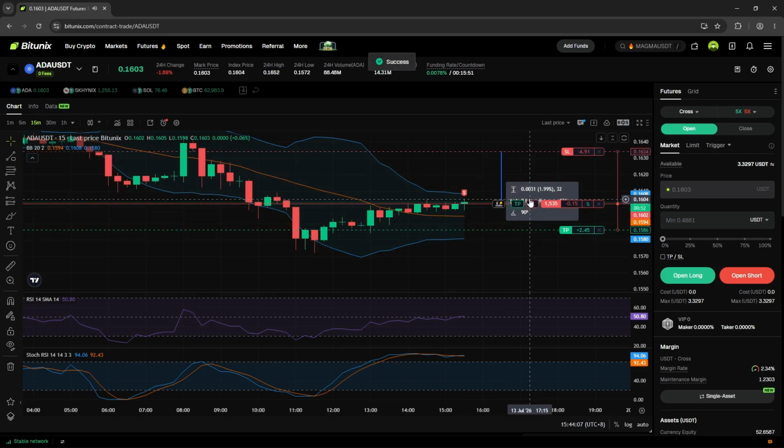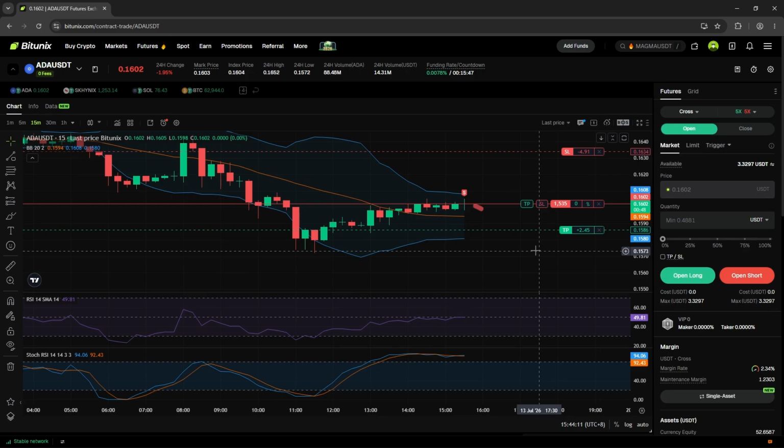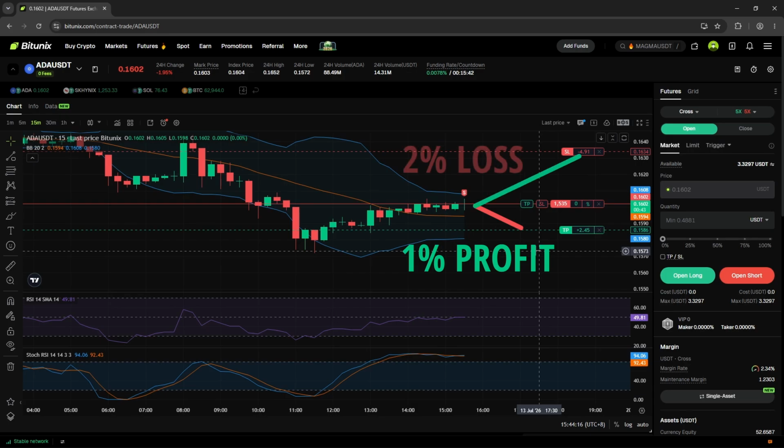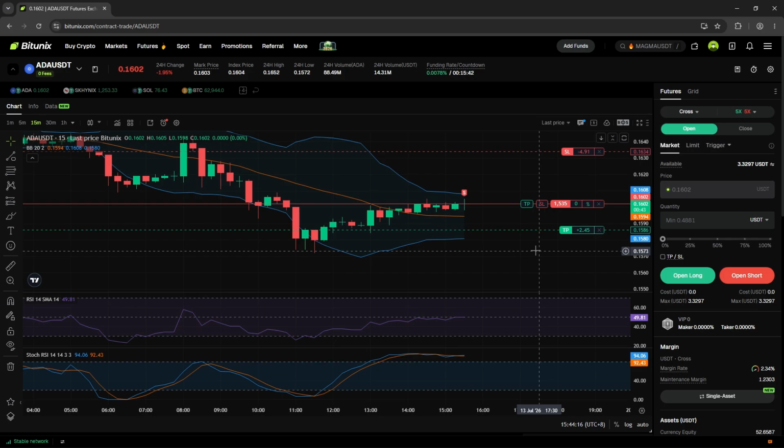We don't need to do anything else. If the price drops down and reach our TP level, it will automatically close the position and take profit. If it goes up, position will be closed with 2% loss. So this is what the Bollinger Band strategy is about.